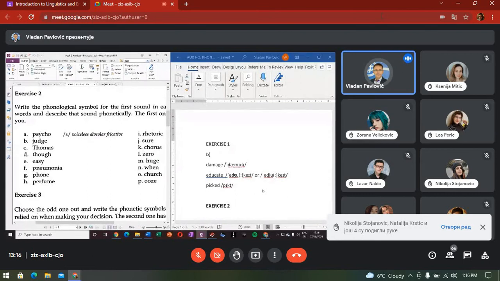In terms of the manner of articulation, once again, quite a lot of friction. So they are fricatives. Fricatives indeed. Dakle, ovde se javlja puno frikcije, odnosno trenja. Zašto?